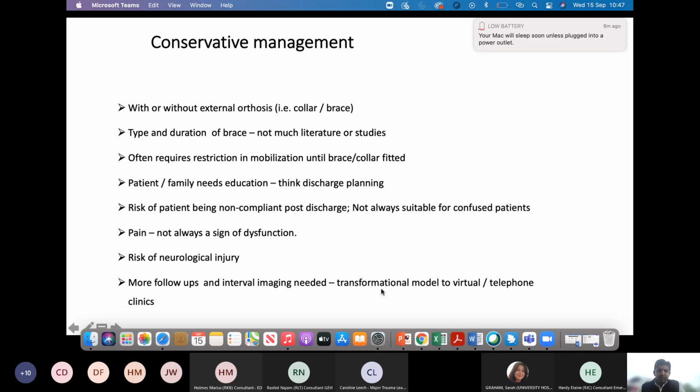I've talked a little bit about this transformational model towards virtual and telephone clinics. It's hard to follow up patients on the telephone like this, but if you are going to do that, then make sure they have an X-ray booked just prior to speaking to them, so you can be talking to them whilst you're looking at their X-rays as well.